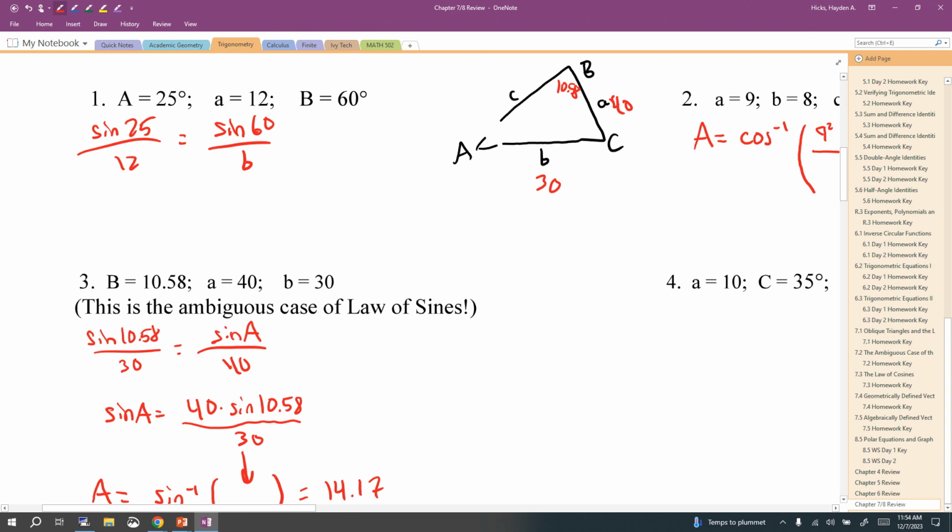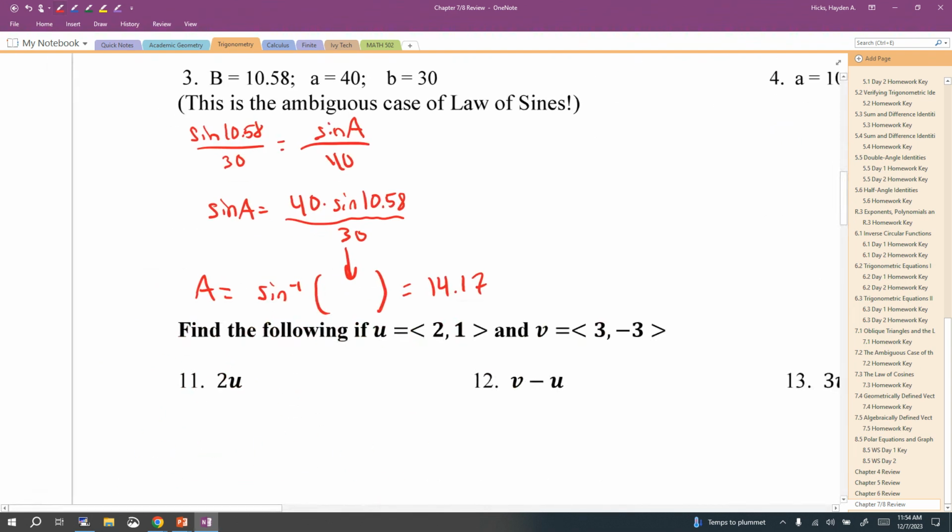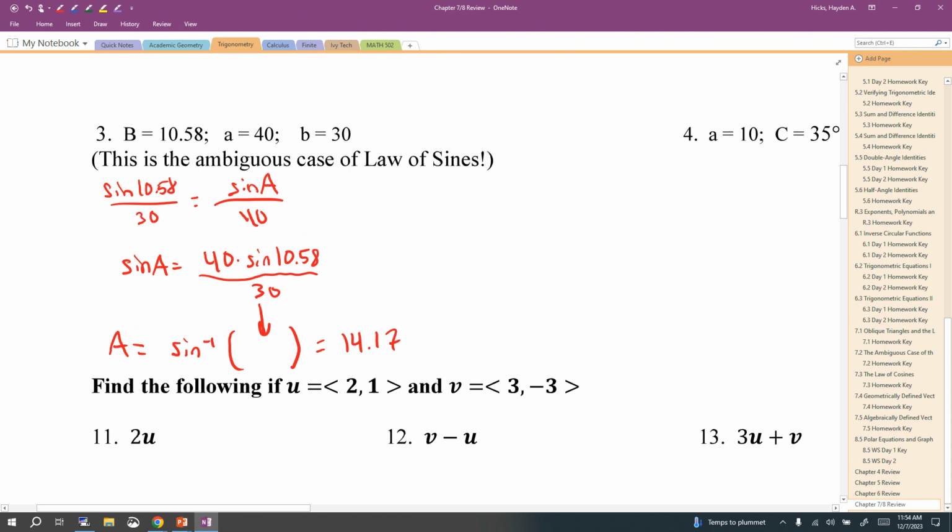But naturally, that's what you guys are looking for to expect. But with the ambiguous case, that means that there doesn't have to be one triangle. There can be no triangles. There can be one triangle or there can be two triangles. Okay? If there were no triangles, what would have happened when I found A? Would have been error, right?